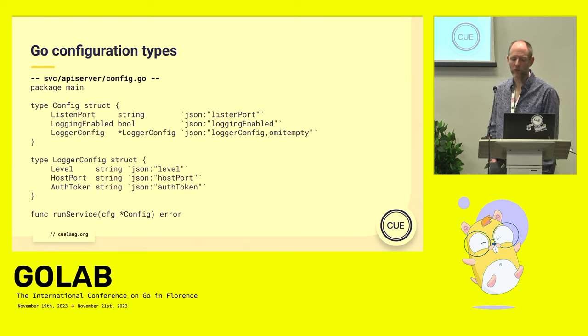So here's how we're going to start. Our program will listen on a local TCP port, which we've called listen port here. And if logging is enabled, it will expect an associated value holding all the logging configuration. Hopefully, this is fairly standard looking to most of you. Of course, any real service would have much more complex configuration with more interesting interactions between parts of it, but this should be enough for illustrative purposes.